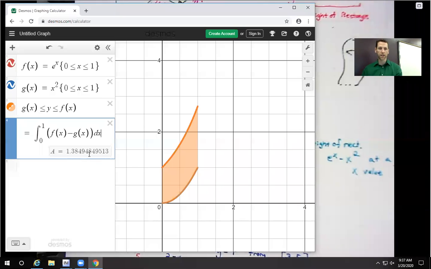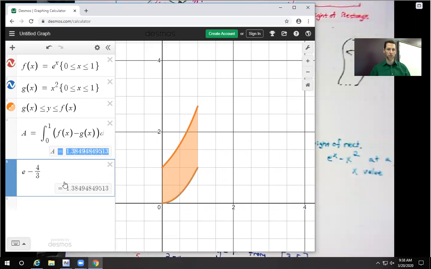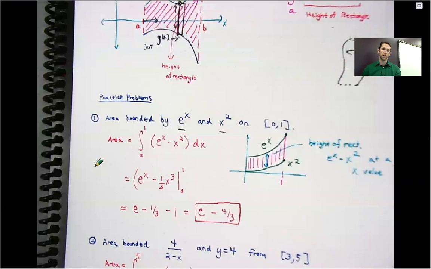If I want to compare that to my approximation that I have here, I can go e minus 4/3. And we see the approximation here is the same thing as your approximate result there. This is exact. This is a computer rendering of an irrational number as a rational number. But those are in agreement, numerically at least. So let's look at our next example.